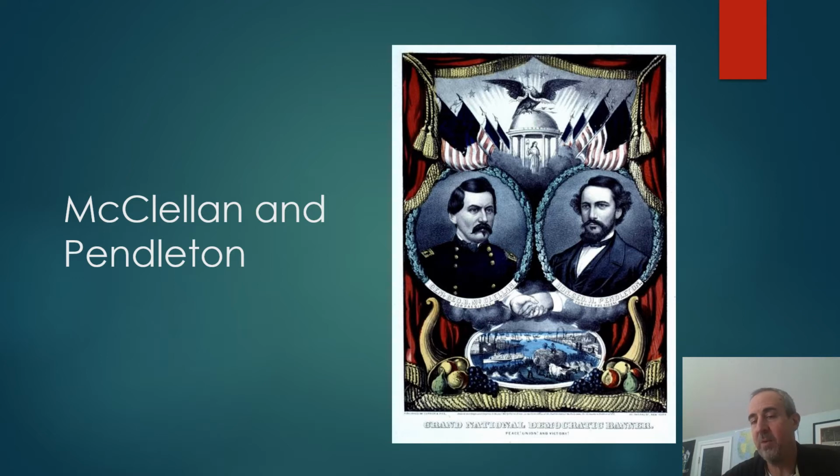Peace Democrats said, no, what we need to do first is declare a truce, negotiate the South back into the Union, and then we'll see what happens. So war Democrats want the war to end victoriously and then a reunion. Peace Democrats want peace first and then a reunion, a negotiated reunion.